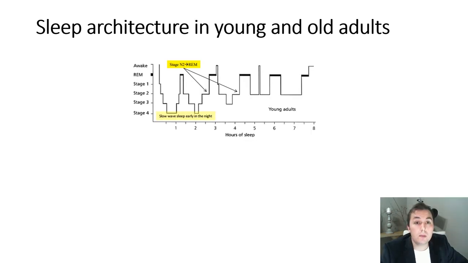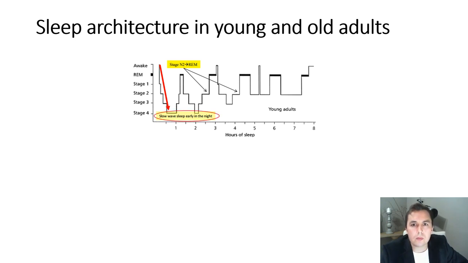Okay, so looking at the sleep architecture, we can see that the sleep architecture in the young is highly characteristic. When we fall asleep, we go through increased depths of non-REM sleep. And in the first stage that we enter early in the night, we see slow wave sleep. This is characteristic of deep non-REM sleep stages 3 and 4, now collectively known as slow wave sleep, as I've mentioned.